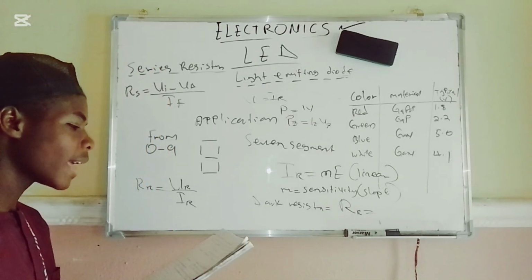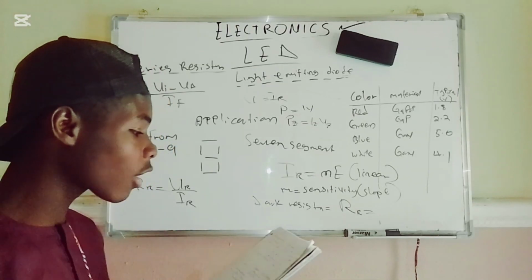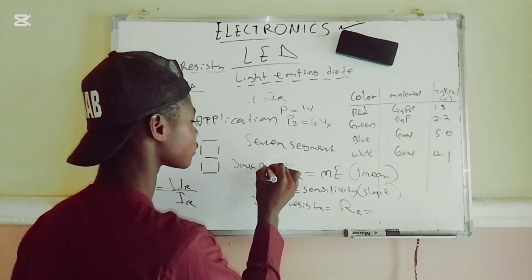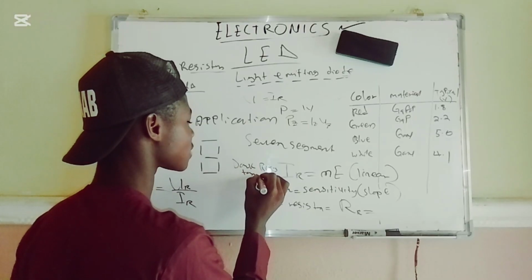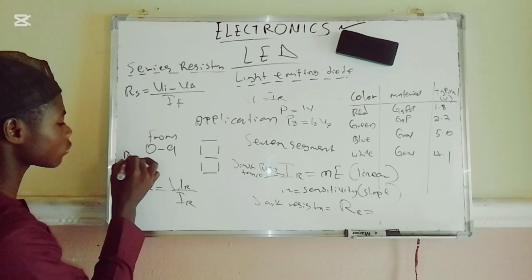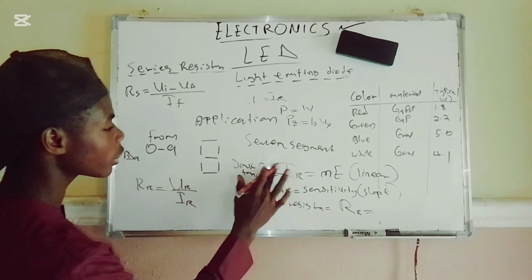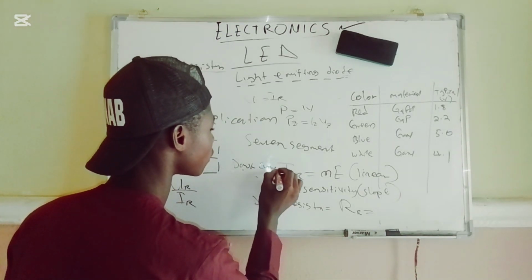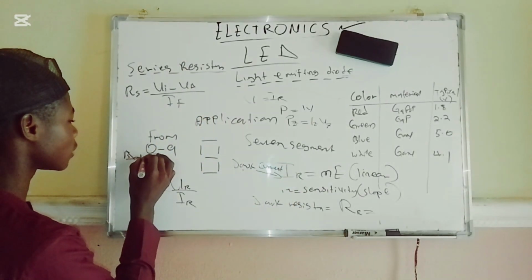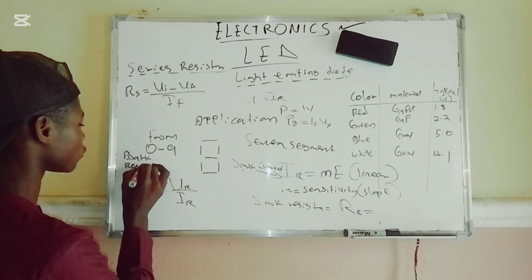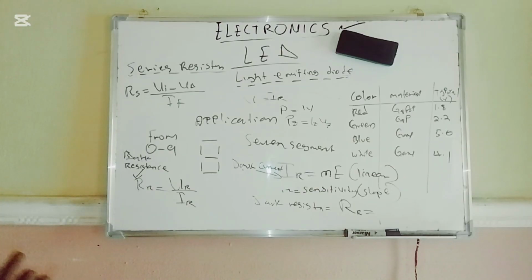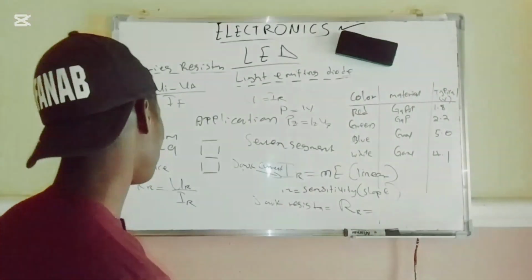So we have dark current and we have dark resistance. Sorry for the mistake. This is dark current, and this is dark resistance. Make sure you write it down.